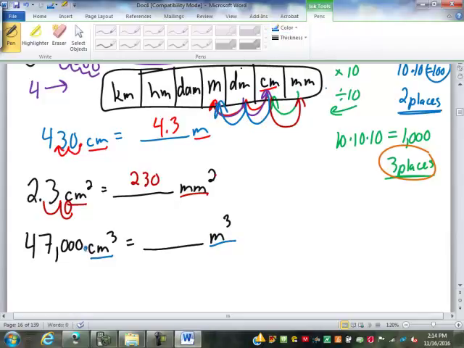So the decimal point, since there isn't one, starts out at the end of the number. We have to go 6 places to the left. So 1, 2, 3, 4, 5. We have to add a 0 to get 6. So that is 0.047.